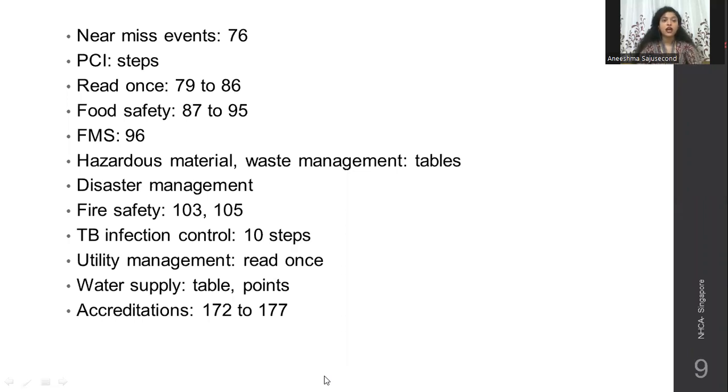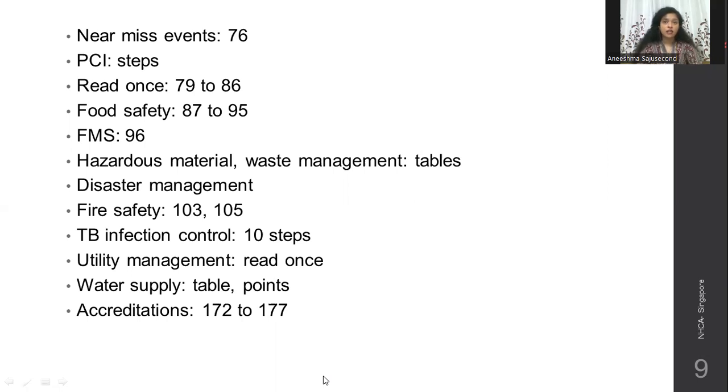The full form of RASS. That's an abbreviation. You go and read what is the full form of that RASS. Such abbreviations will come. TB infection control, that's 10 steps. Only the 10 steps you have to be thorough with. The theory part, just read and understand what it means. Utility management, read once.